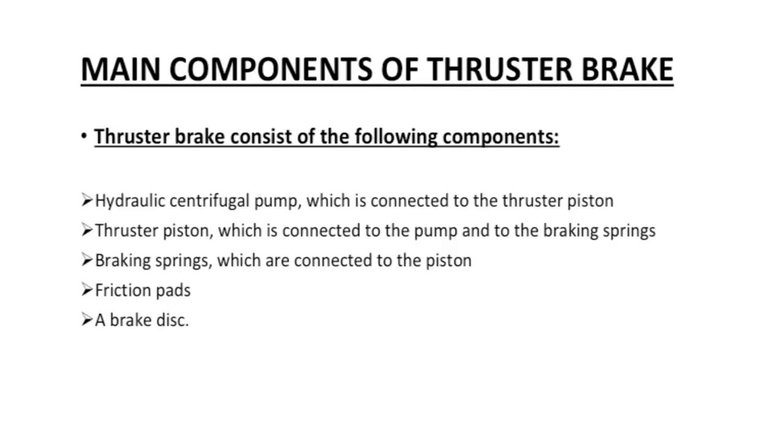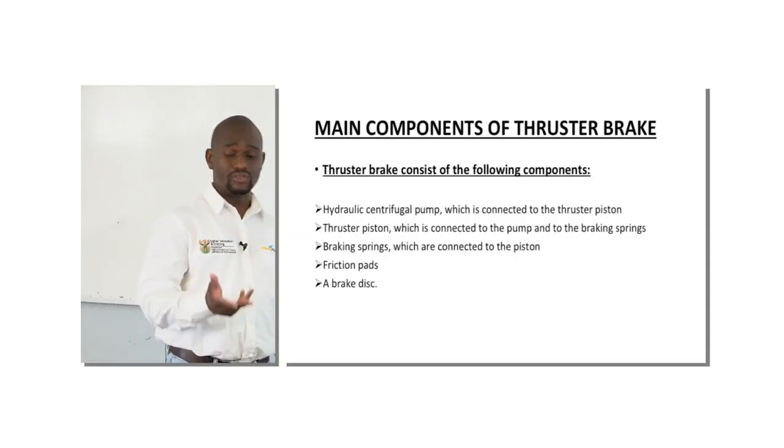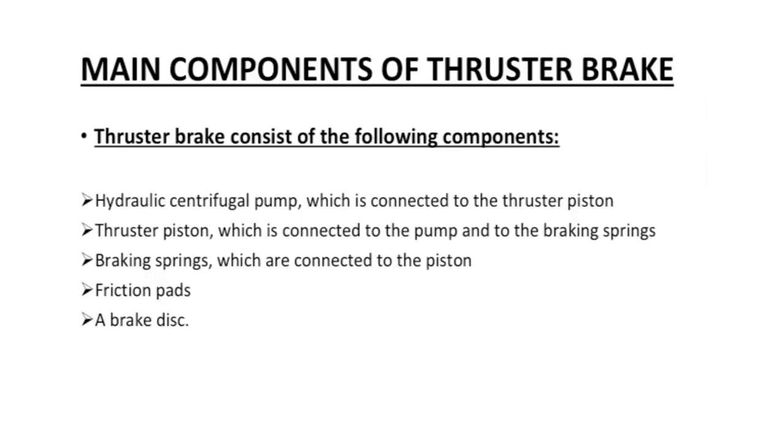Then the main components of the thruster brake. It consists of the hydraulic centrifugal pump, which is connected to the thruster piston. The thruster piston is connected to the pump, and both are connected to each other. Then a braking spring which is connected to the piston. Then we have friction pads as well as a brake disc.